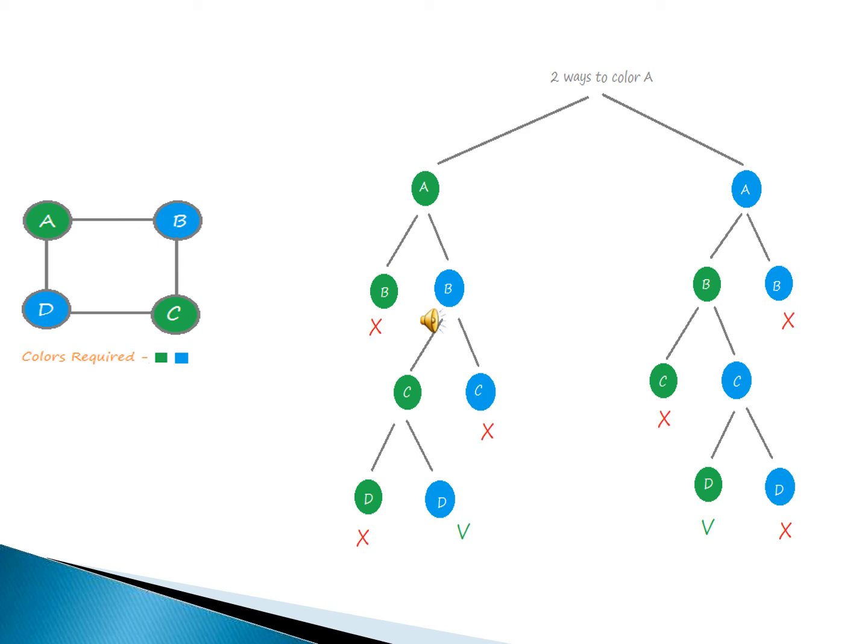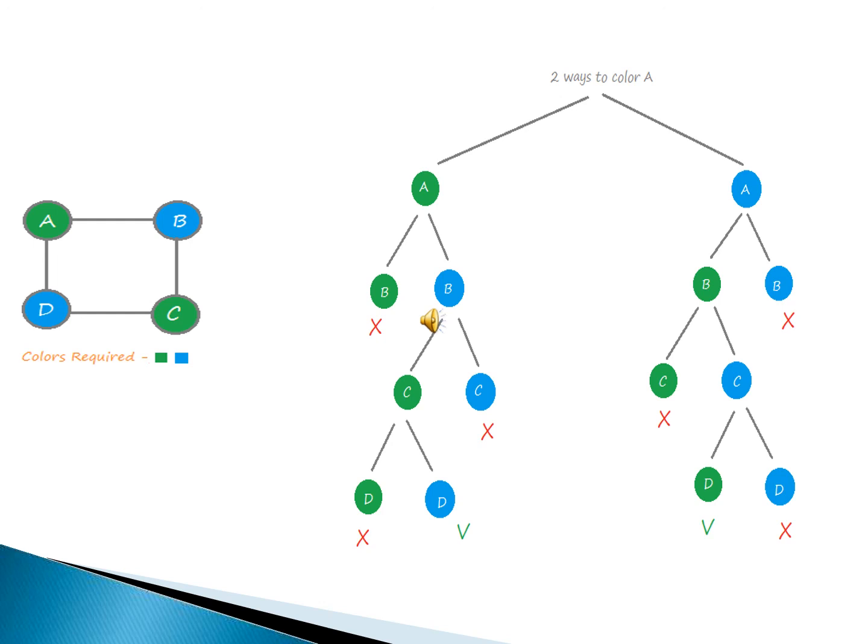There are two ways to assign a color to node A, that is, we can either assign it the green color or the blue color. The left side of the tree shows when A is assigned the green color and the right side shows when A is assigned the blue color.